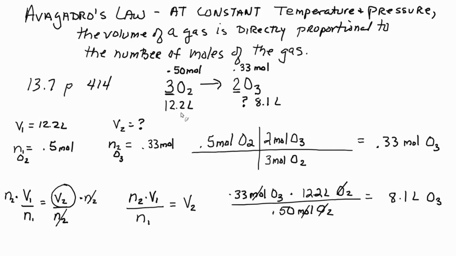We started with 12. We have reduced the volume. We started with a half a mole. We reduced the number of moles to a third of a mole, from a half to a third, and so the volume is going down proportionally. If we reduce the moles, we're going to get a reduced volume, and we see that that's what we get in this example.